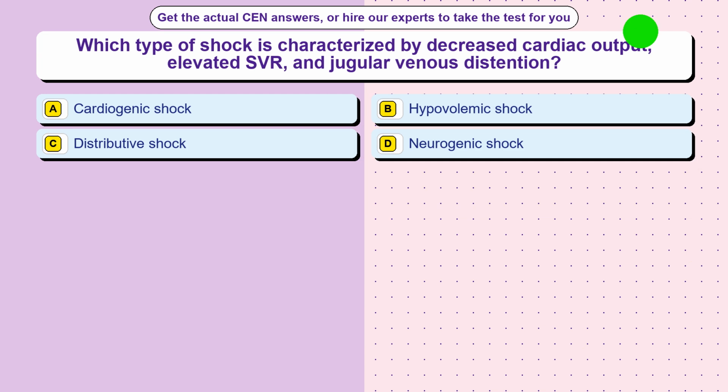Question 56. Which type of shock is characterized by decreased cardiac output, elevated SVR, and jugular venous distension? Option A, cardiogenic shock. Option B, hypovolemic shock. Option C, distributive shock. Option D, neurogenic shock.